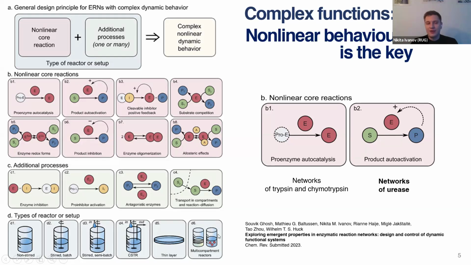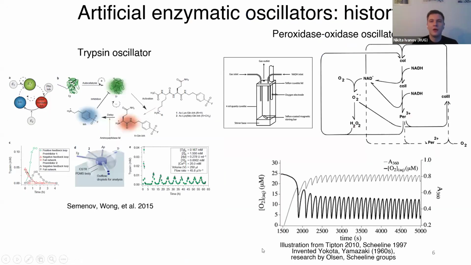Equally important are the types of reactor setup. So in non-stirred, stirred, batch, stirred with inflow and outflow, or in a thin layer, you can have very different dynamics. And again, I will have examples about that. So a little bit on enzymatic oscillators.